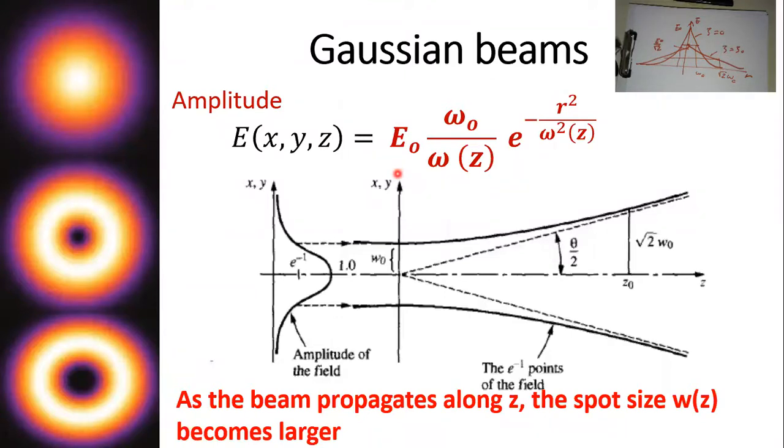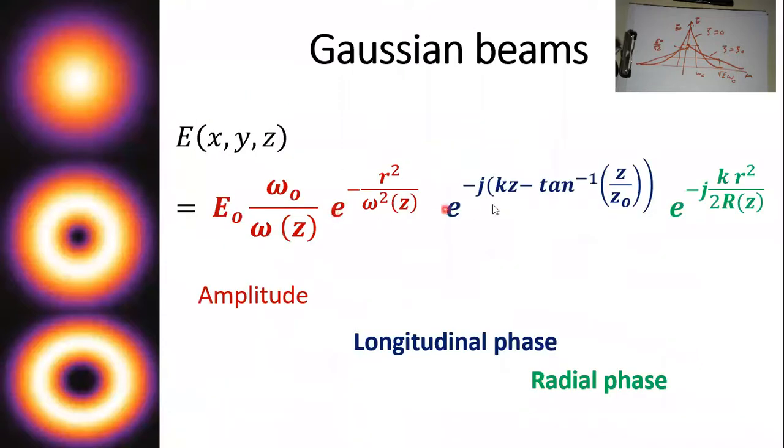We also have two other components. We have the longitudinal phase, which I will not consider in a very detailed manner, simply because it's mathematically difficult. It's tan minus one of an exponential, so somehow it's an advanced term for you. And what we call the radial phase, which is this phase.